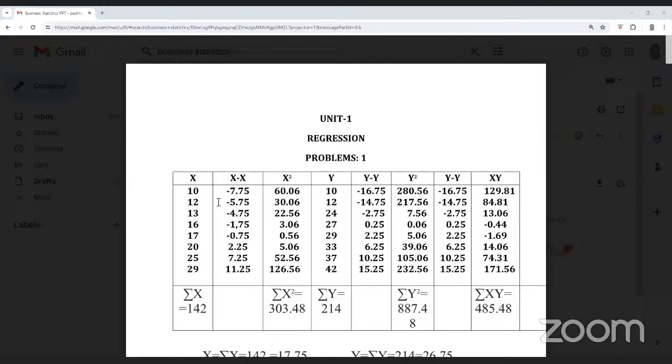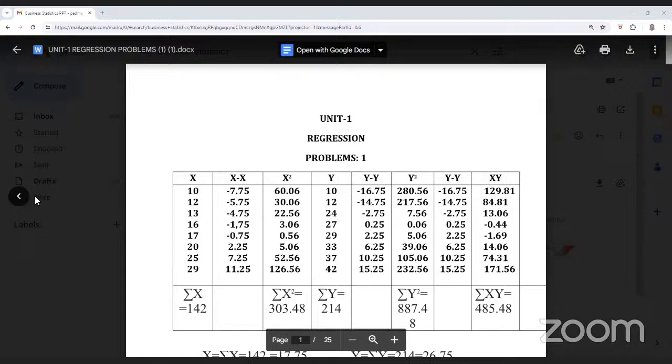For example, the selling cost is the independent variable, whatever the selling cost we have, and the company sales is Y, that is the dependent variable. So the company sales will always be dependent on the selling cost in the market. Is it clear? Are you getting my point?